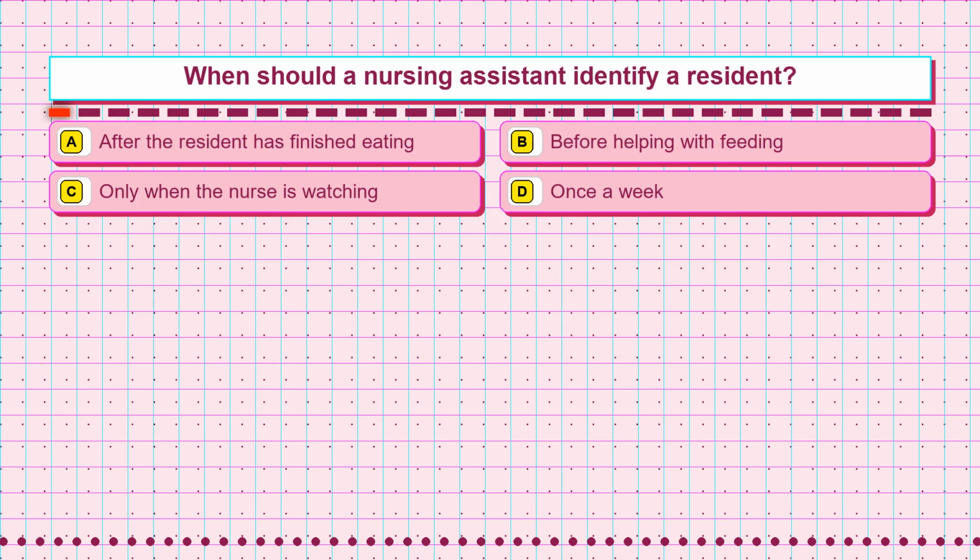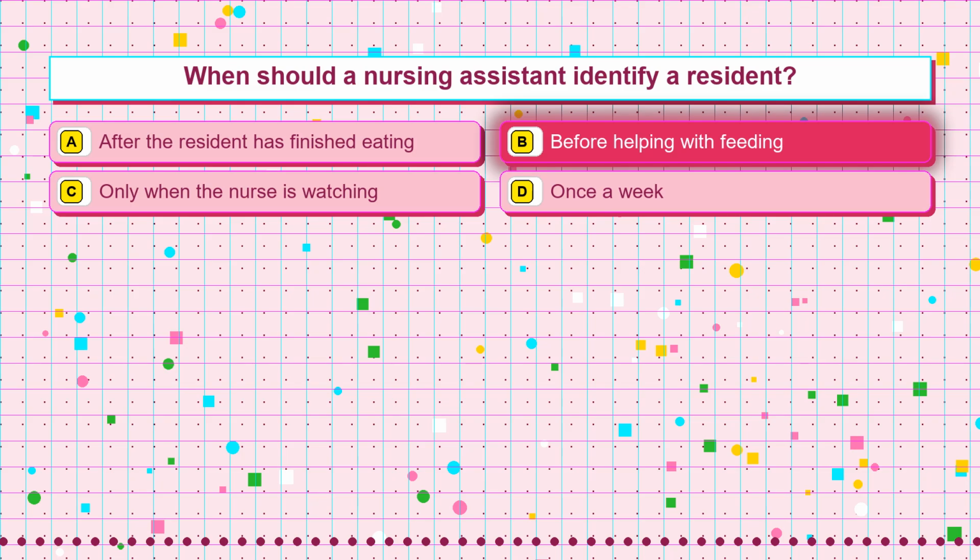Question 83. When should a nursing assistant identify a resident? Option A. After the resident has finished eating. Option B. Before helping with feeding. Option C. Only when the nurse is watching. Option D. Once a week.